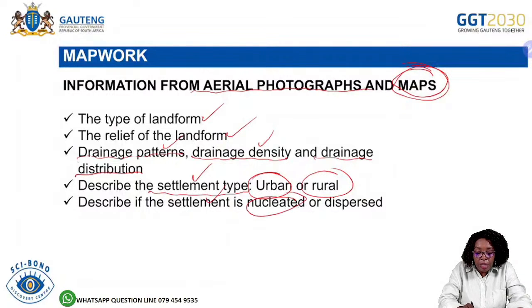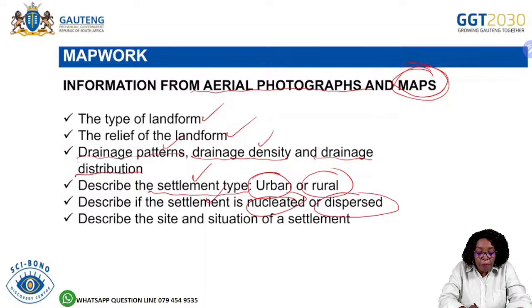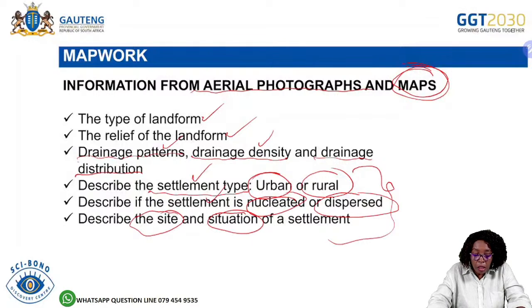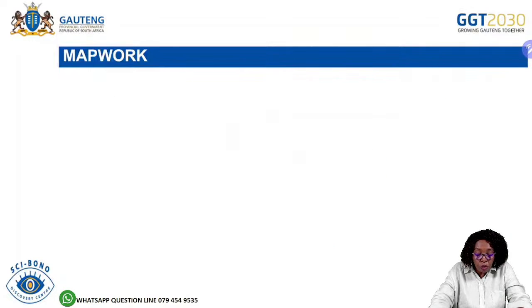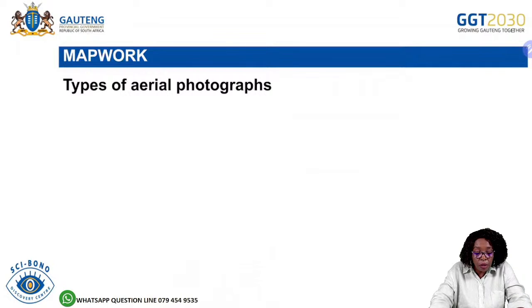Describing the settlement, if it's nucleated or dispersed, we can also use our maps to describe that. Describing concepts such as the site and situation of a settlement. All these would be part of the topics that you are going to discuss in term 2 when you're doing settlement geography, when you're done with your geomorphology. So that is the link that we want to bring there. They also indicate what the land is being used for, so that is still part of your settlement, or even the other economic activities that we can identify from what the land is used for.